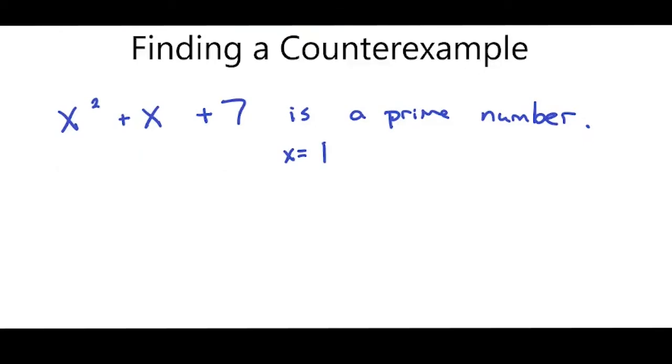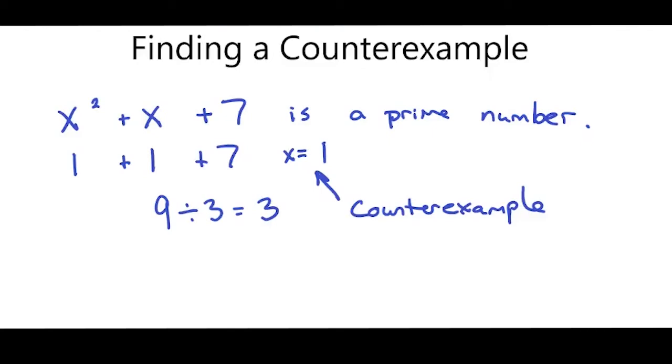How about 1? Let's try 1. So I plug in 1 for x. So 1 squared is 1, plus 1 plus 7. Well, 1 plus 1 is 2, plus 7 is 9. Is 9 prime? Can you think of any numbers that 9 can be divided by evenly besides 9 and 1? How about 3? 9 divided by 3 is 3. Therefore, 9 is not prime. A counterexample is x equals 1.